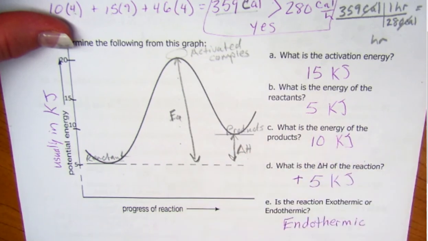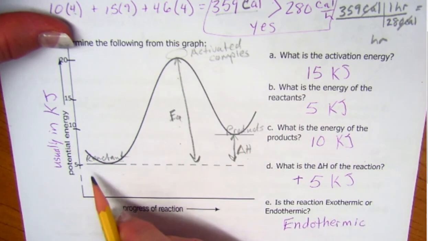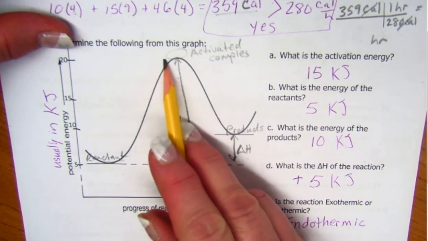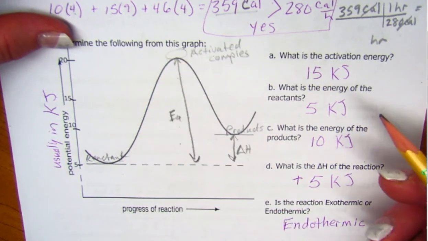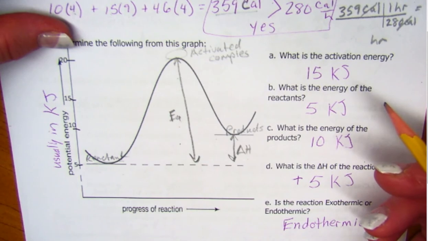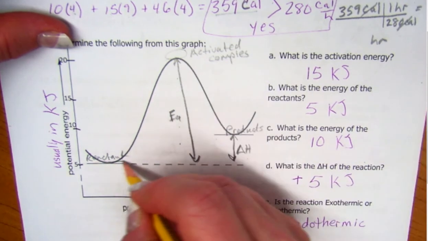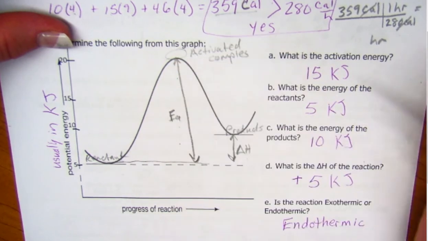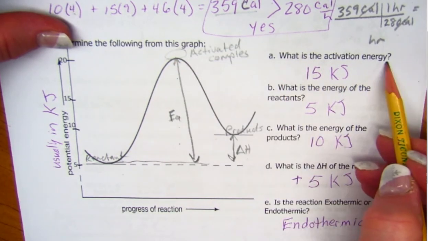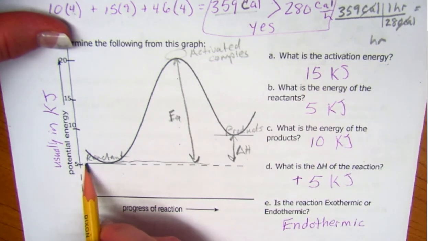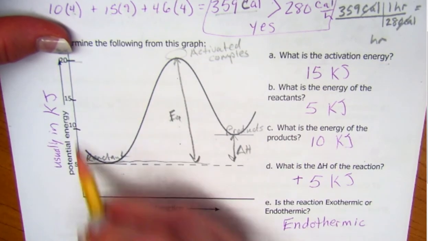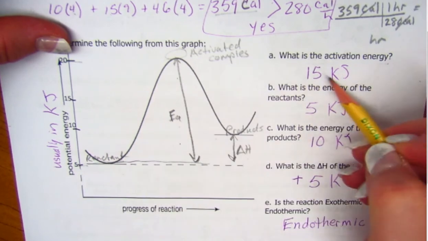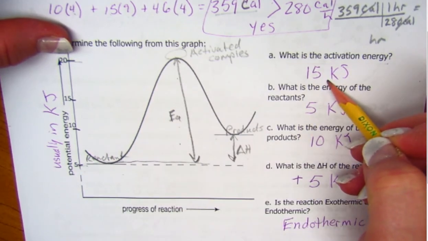Now, if I know all of that: reactants, products, activated complex. Wait, how did you know the E of A was on that line? Isn't it on the top? Reactants to the top of the curve. That's E of A. Okay, so what is the activation energy? So I go from here, which is 5, all the way to 20. So the difference is 15. I'm just reading the numbers. What does E of A mean? Activation energy.